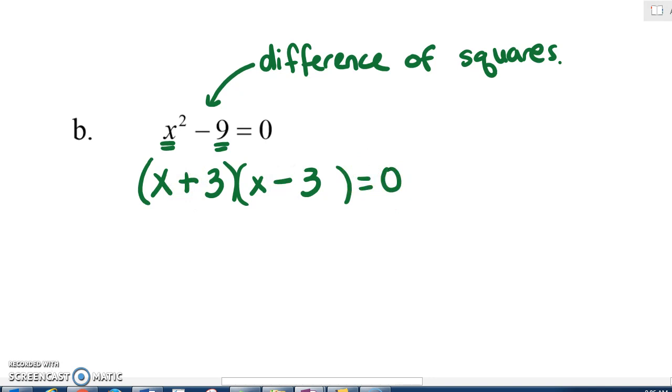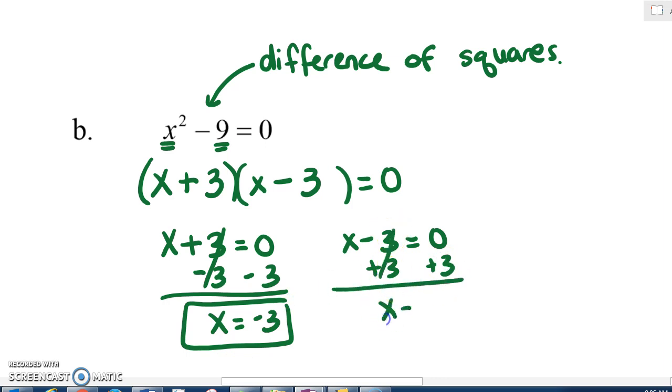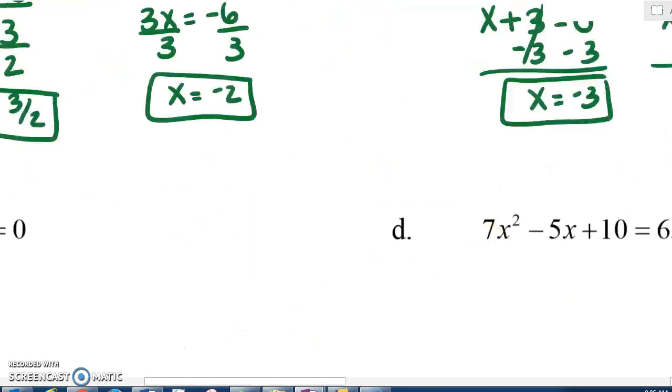Once we have the factors, we can set each factor equal to 0 and solve each one. Subtract 3 on both sides, and x equals negative 3. That's one of our solutions. And add 3 for the other factor, and x equals 3. That's the second solution. All right, well done. Now, let's go to 1c.